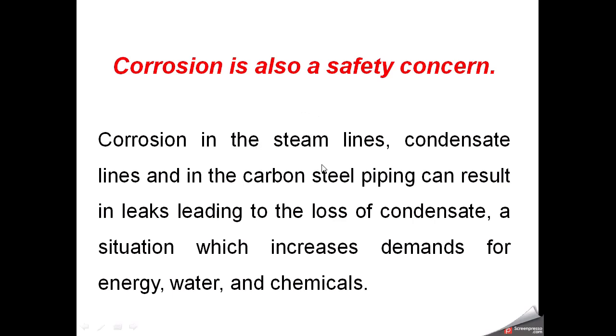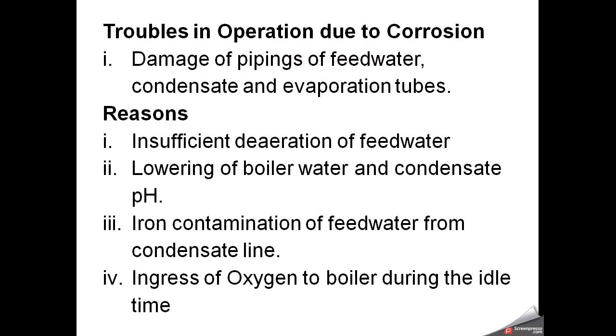Corrosion in the steam lines, condensate line, and carbon steel piping can result in leaks leading to loss of condensate, a situation which increases demand for energy, water, and chemicals, and outage of the plant as well. If we summarize this, troubles in operation due to corrosion are basically damaging of pipes of feedwater, condensate, and evaporation tubes. And what are the reasons? Insufficient deaeration of feedwater. If we do not properly apply deaeration, dissolved gases will come into the water and start corroding the lines. Then lowering of boiler water and condensate pH, because at low pH it becomes acidic and will affect the metal piping.